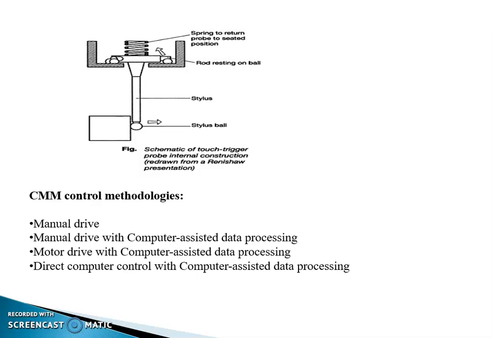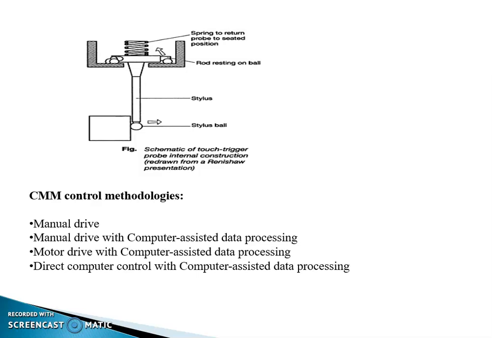And last one, direct computer control with computer assisted data processing. This operates like a CNC machine tool. The movements of the probe are accomplished by a motor under the program control of a dedicated computer. The computer also performs the various data processing and calculation functions required. It completes a record of measurements made during the inspection. It requires frequent part programming.